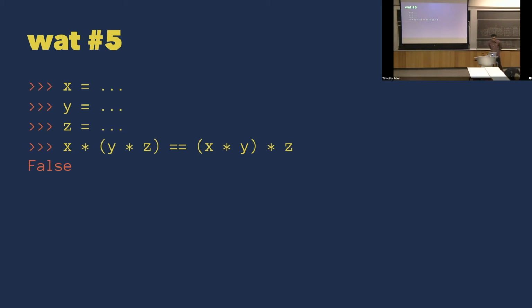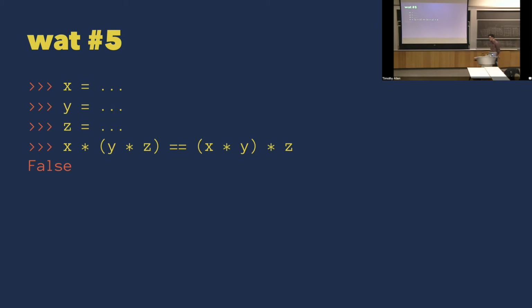All right, so number 5. Can we create 3 variables x, y, and z such that when we multiply x by the result of y times z, it's not the same thing as multiplying x and y by the value of z? So yeah, I guess if you use nan here, it would work. I didn't even think of it. Even after talking about nan, it didn't occur to me. But yeah, nan would work here too.